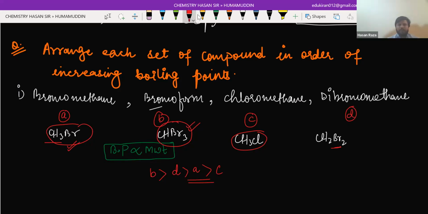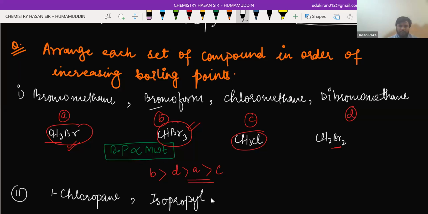Now, the next part of this question is your 1-chloropropane. After this, isopropyl chloride. And then 1-chlorobutane. Please do it.